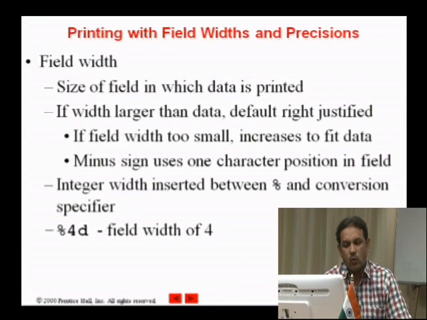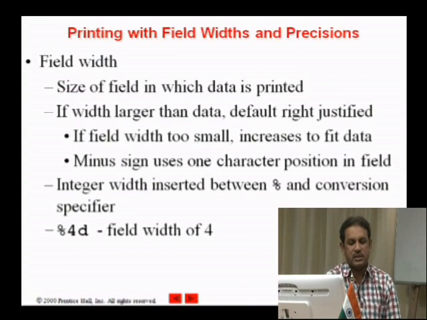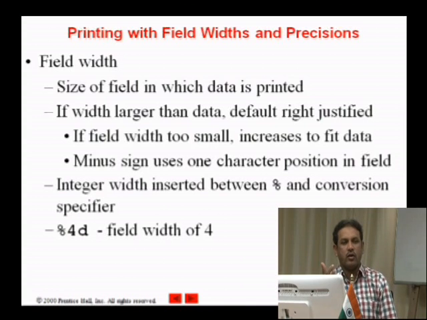A minus sign uses 1 character position in the field. So if you use a minus sign, it takes 1 character position. The integer width is inserted between the percentage sign and the conversion specifier. So how many digits of data do you want? 4 digits, for example, %4d. So the width of your data is only 4 digits. You cannot have 5 digits of data. Or %8d, so your integer should be a maximum of 8 digits. You cannot have more than 8 digits. Whatever you want, the field width should be specified between the percentage sign and the conversion specifier.